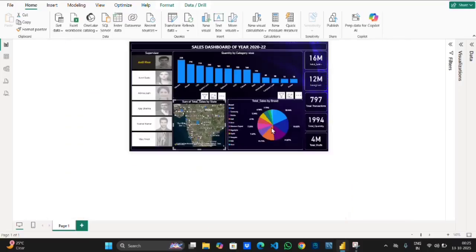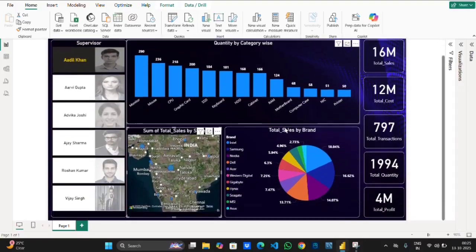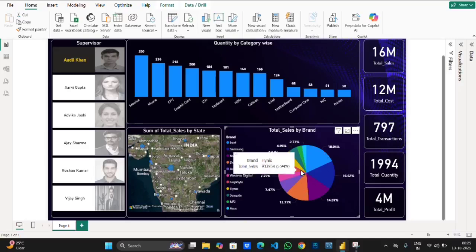Then the total sales by brand. We can see here this pie chart. This pie chart shows the share of each brand in total sales. Intel, Samsung, and Dell are the top three, showing customer trust in these brands. The smaller brands like Hynix and Acer can be promoted further.